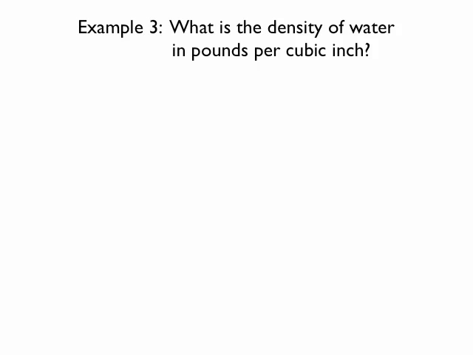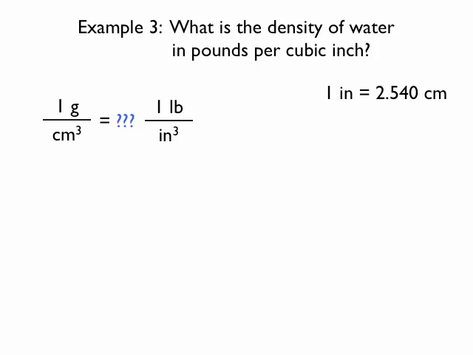Example 3. In the metric system, the density of water is 1 gram per cubic centimeter. What is this in pounds per cubic inch? To answer, we must convert 1 gram per cubic centimeter to units of pounds per cubic inch. If you go back to the table, you'll find that 1 inch equals 2.540 centimeters and 1 pound equals 453.6 grams. Now we just have to put these conversions in the correct form to find the answer.